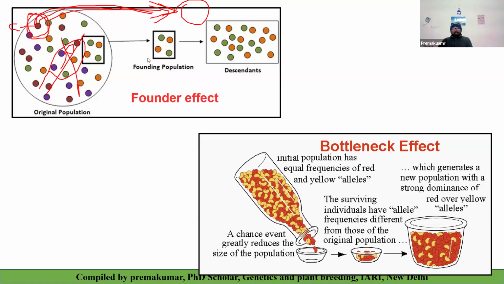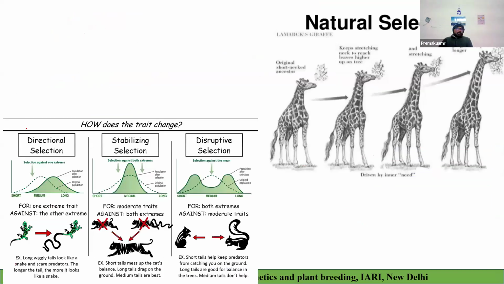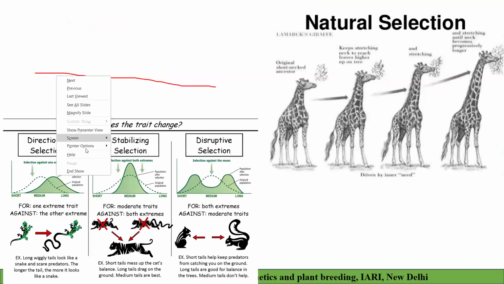Then, either it may be through natural selection or through artificial selection. In natural selection, there are different types of selection: directional selection, stabilizing selection, and disruptive selection. Then, what is directional selection? Sir, either the dominant or recessive phenotype is selected, either of the extreme genotypes is selected, sir.